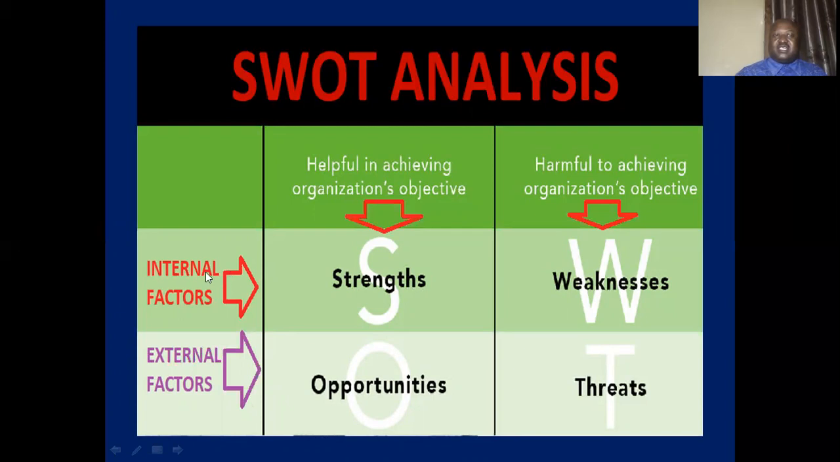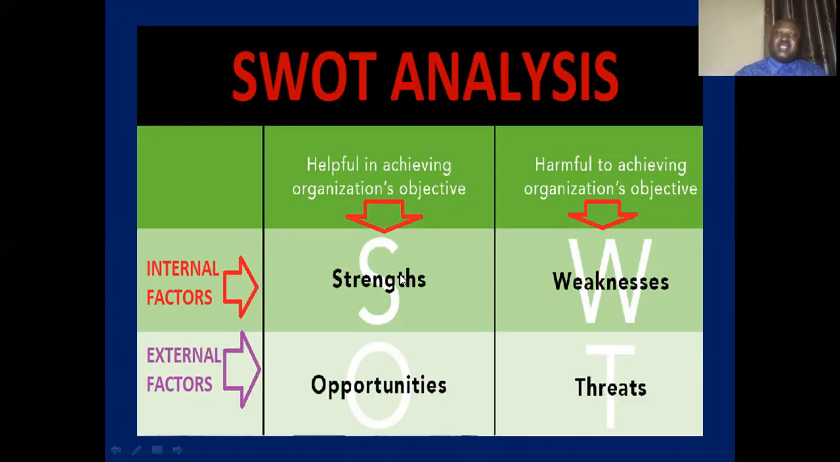When you look at our column one, vertically, we are looking at harmful factors. Then on our left, we have helpful factors. The harmful factors include weakness and threats. Then the helpful factors include strengths and opportunities.